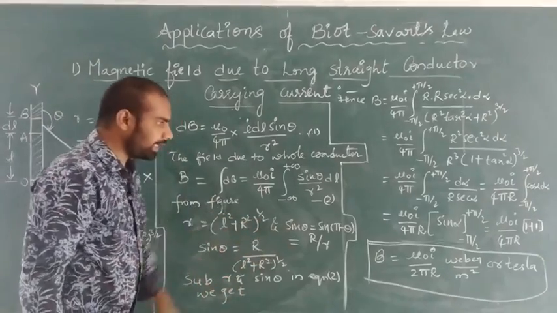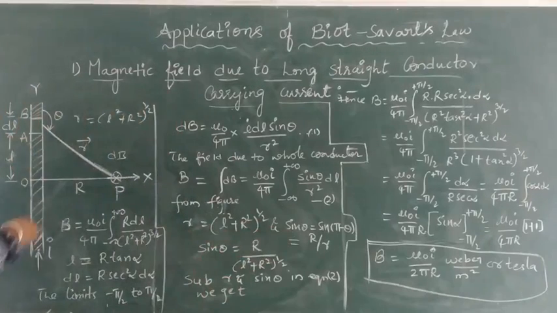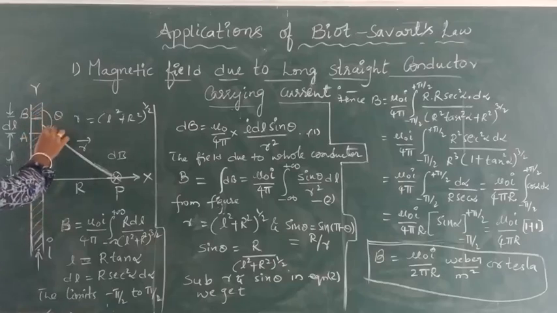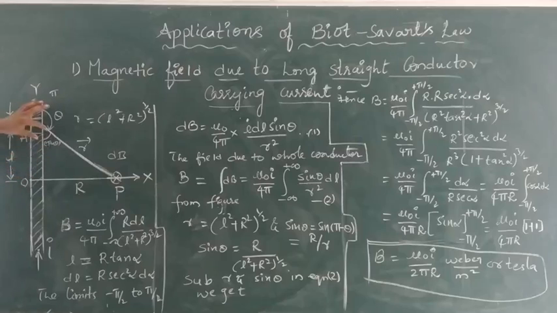And what about sin theta? From the diagram, if you observe, this is the angle made by the remaining conductor to the small element dl. This is the angle. So sin theta. From this, if you take this angle, the entire thing is what? Pi. So this angle will become pi minus theta. This angle will also become pi minus theta.